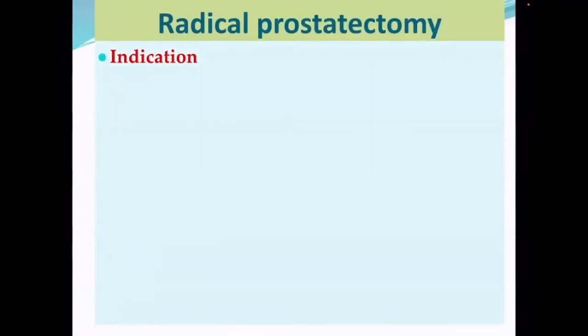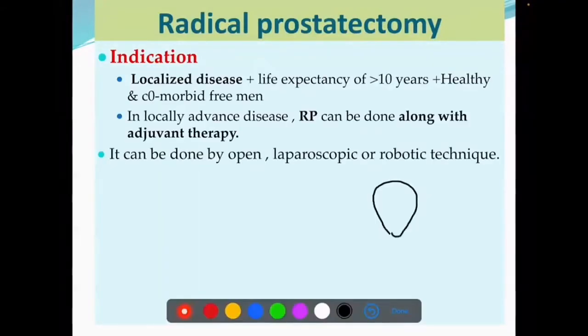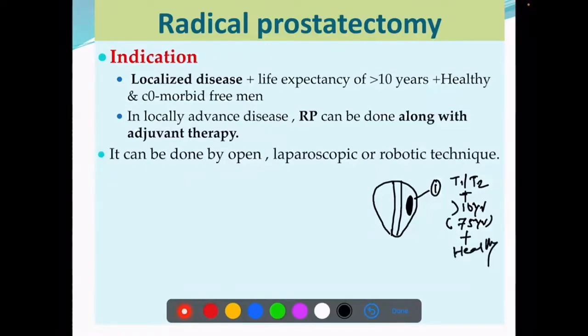Radical prostatectomy. When to do that? Localized cancer prostate, it may be T1 or T2, with life expectancy more than 10 years. Roughly, we do surgery up to 75 years, with no other serious health issues. Okay, they might have some mild disease, but not severe disease. In that case, if apparently healthy, then you can do radical prostatectomy.